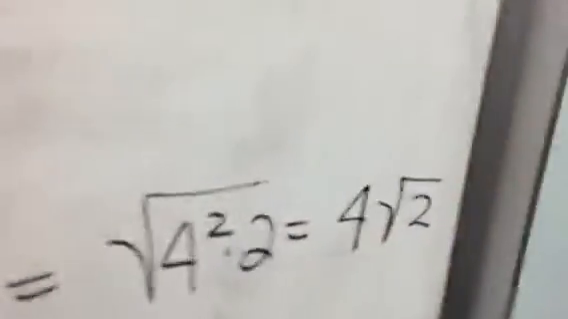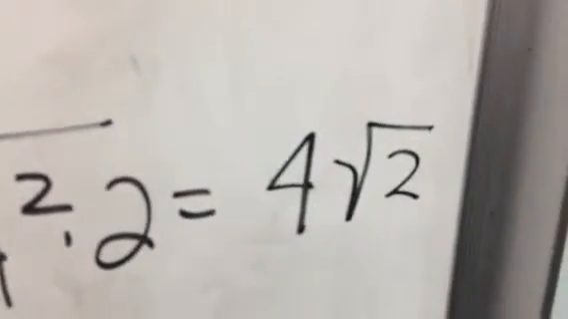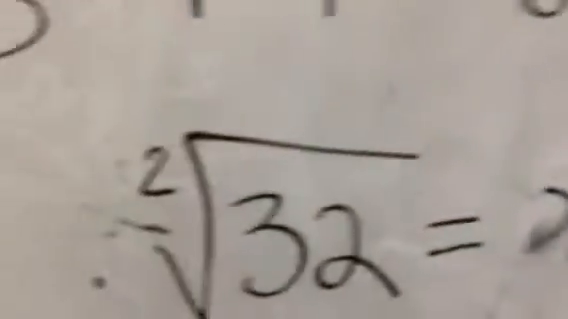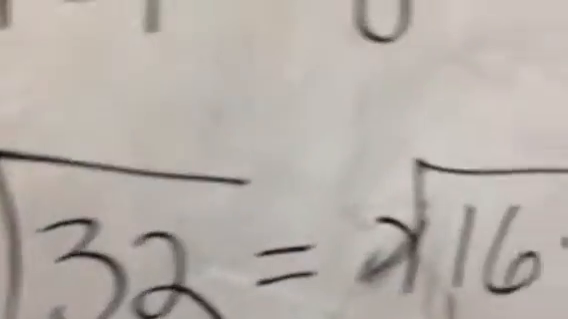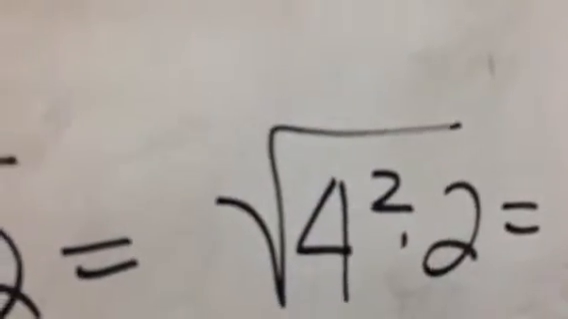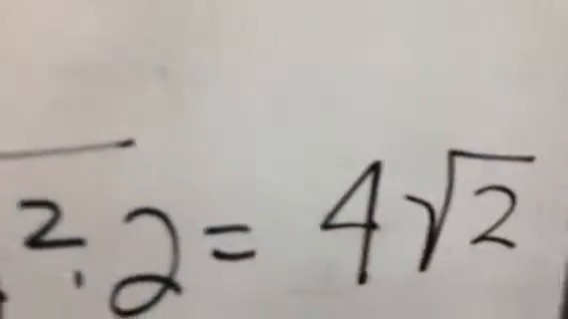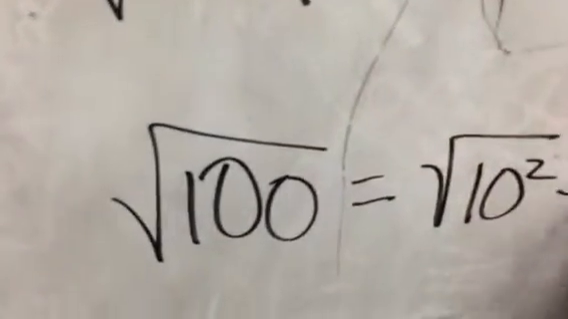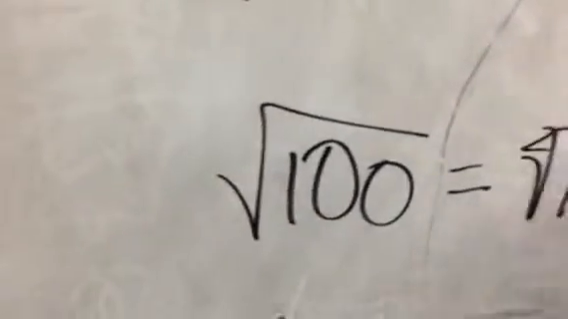So that's going to be 4 radical 2, or 4 square roots of 2. So let me go back. Square root of 32: break it down into a perfect square. The perfect square is 4 squared, which is 16. That pops out as a 4. Okay, let's do 100. Hopefully you just know the square root of 100 is 10 squared. So that pops out as a 10 because there's a little 2 there.